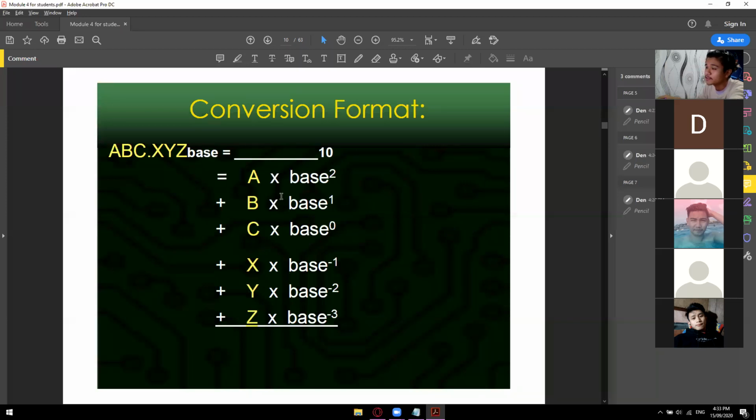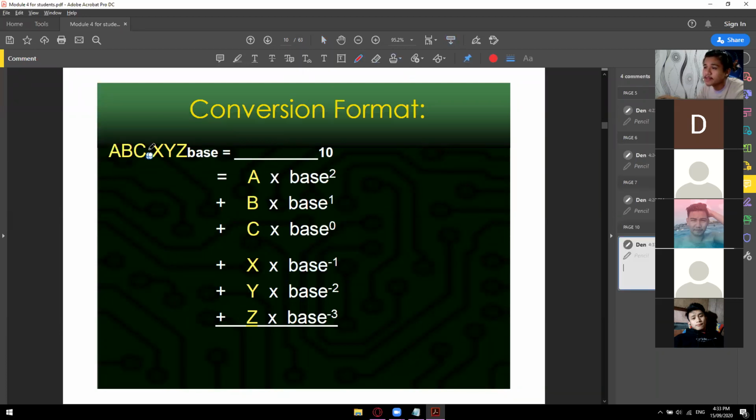Then after that, i-multiply nyo lang siya sa kung ano man yung base na meron kayo, yung current base. So kapag yung base nyo is 5, then just put here 5, 5, 5, 5. Okay, and so on and so forth. And then, kung papansinin nyo, meron tayo pang power. Base raised to 0, raised to 1, raised to 2. And then, sa fraction part, raised to -1, raised to -2, and then raised to -3. Okay, so ganito yan.